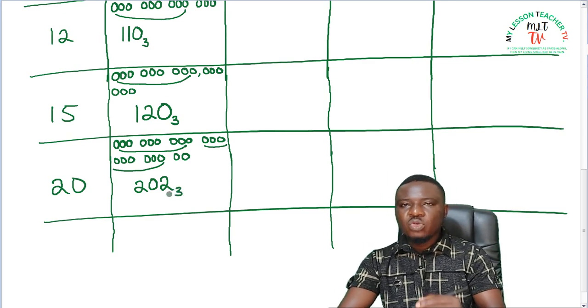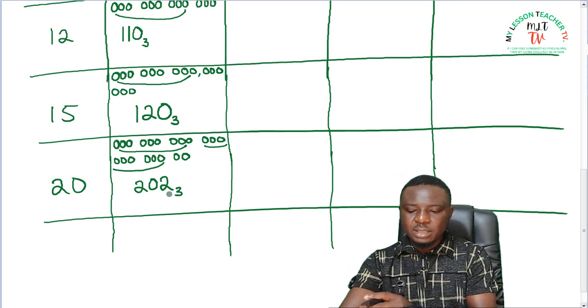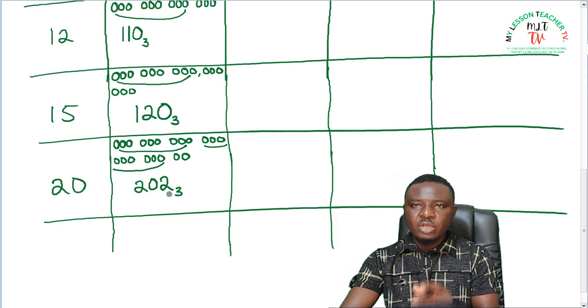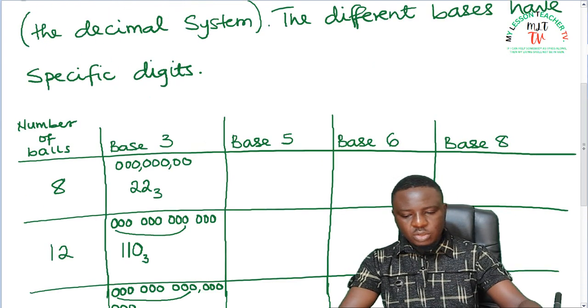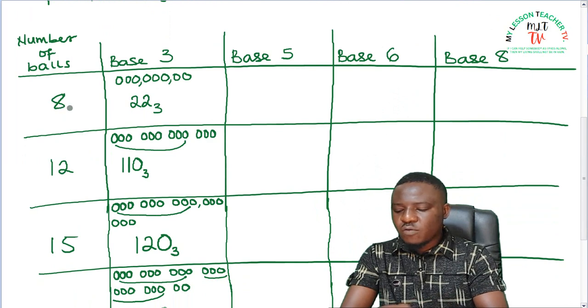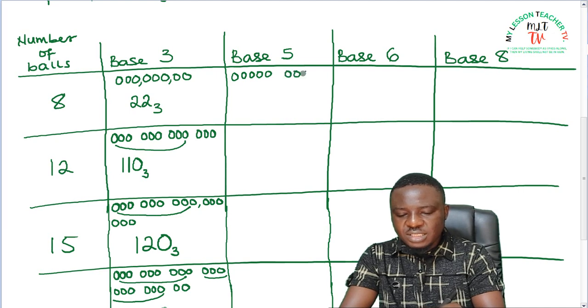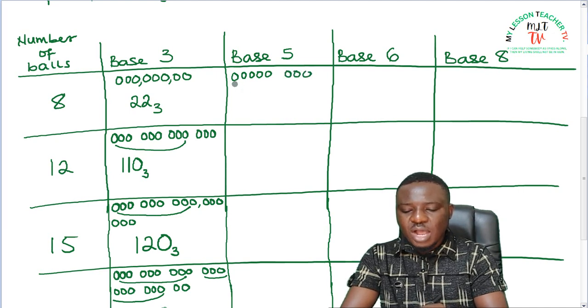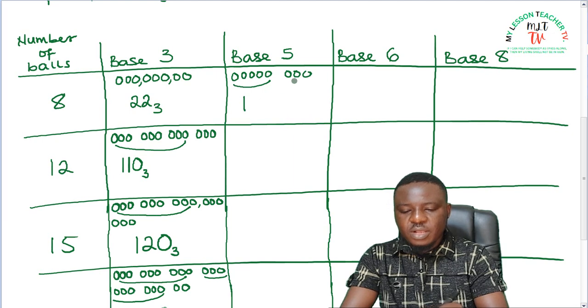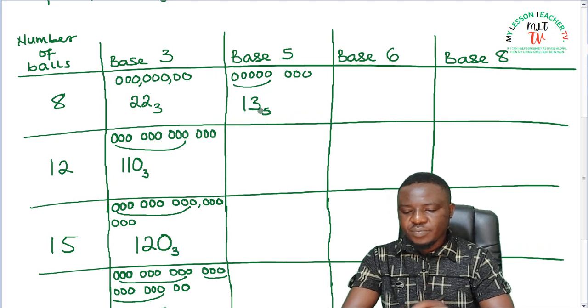So this is how you can convert numbers from base 10 to base 3 using the tally system. Let's also work for base 5. In base 5, when you have to convert 8 to base 5, also 1, 2, 3, 4, 5, 6, 7, 8. It therefore means we have a group of 5, remainder 3, all in base 5.